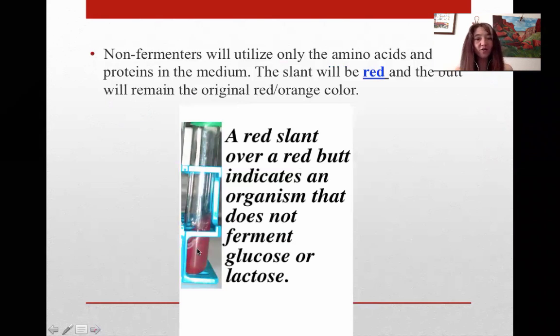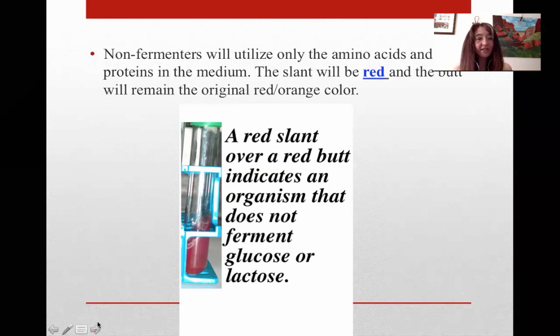So a red slant over a red butt likely means that organism is non-fermentative, like Pseudomonas aeruginosa. It likes to use the ETC, and it likes to use oxygen as its terminal electron acceptor, and it likes to live aerobically all the time, and it doesn't like to ferment. It's not its style, right? It likes to live aerobically, not fermentatively.